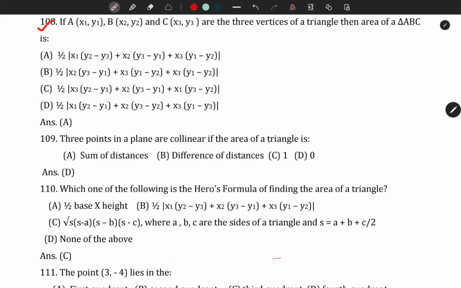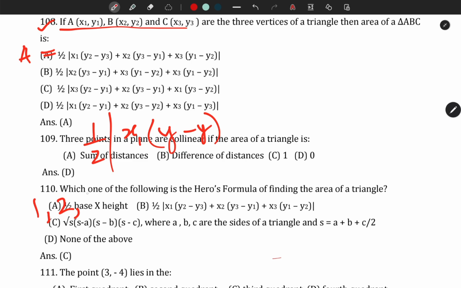If A x1 y1, B x2 y2, C x3 y3 are three vertices of a triangle, then the area of the triangle is, now here when the vertices are given, the area of a triangle is given by this formula. And to remember this formula, we write half modulus or absolute value of x1. After x1 it will be y, and what to write inside the brackets, just remember these numbers 1, 2, 3, and next after 3 it will be 1 again. So we'll go like this. Here we have 1, so the next numbers after that will be 2, 3. So x1 into y2 minus y3.